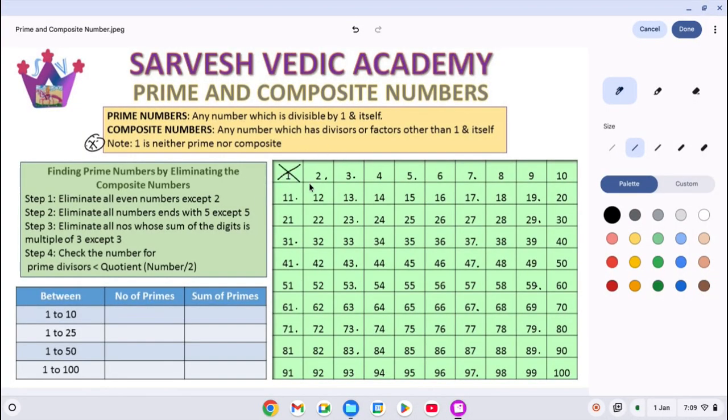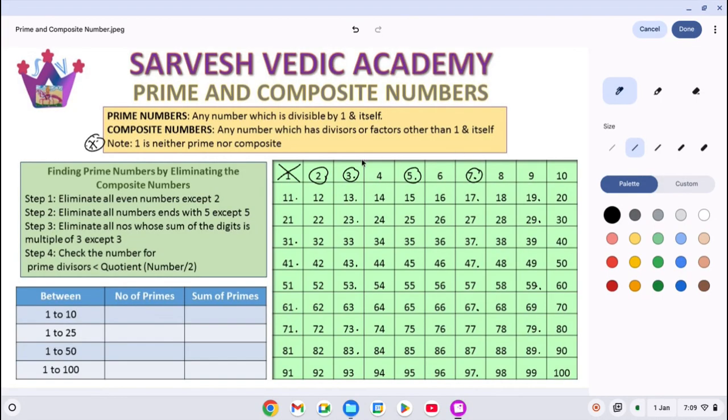When we check numbers from 1 to 10, we can easily see that 2, 3, 5, 7 are prime numbers. Why? Because for 2, the factors are 1 and 2; for 3, the factors are 1 and 3; for 5, the factors are 1 and 5; and for 7, the factors are 1 and 7. So these 4 numbers are prime numbers.